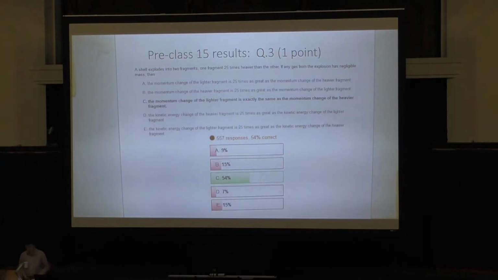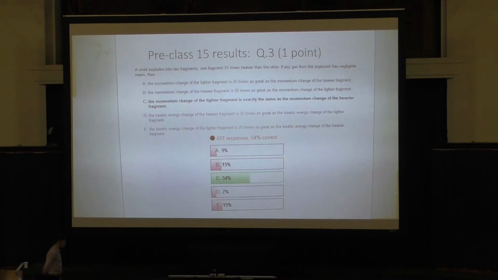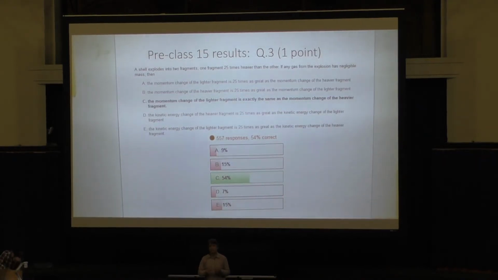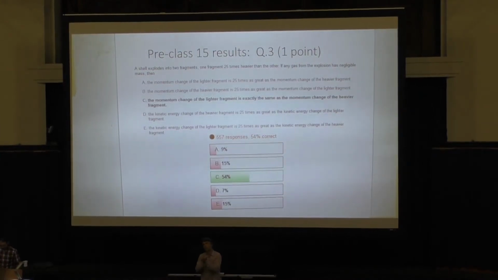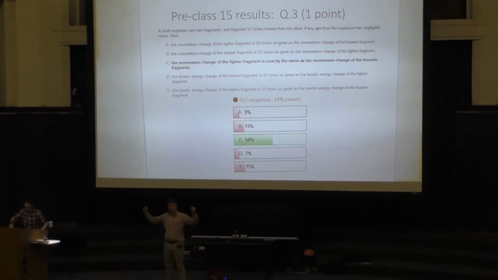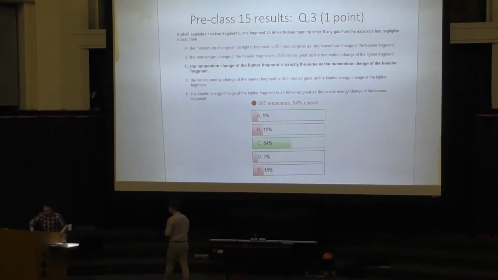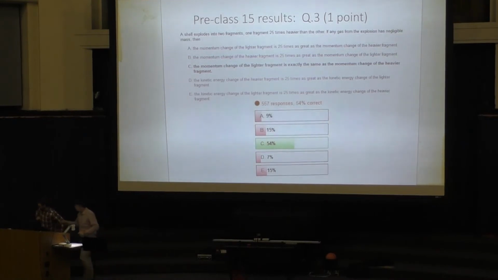And then this one was about an explosion. A shell explodes into two fragments, one of which is heavier than the other. And the momentum change of the lighter fragment is exactly the same as the momentum change of the heavier fragment. So certainly the lighter fragment goes a lot faster, because it has smaller mass, but the same momentum. But that's the idea with collisions and explosions, is that the external forces are negligible compared to those internal forces. And so if there's only two fragments, they have to have equal and opposite momentum. That starts at rest. And then that was 1 point.